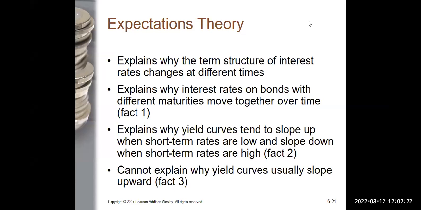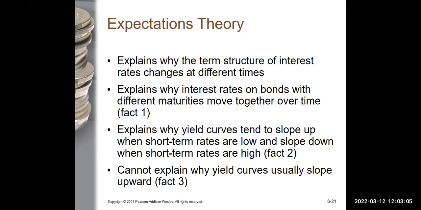Now, if you look at the expectations theory, it explains the term structure of interest rates changes at different times. And it also tells you why interest rates on bonds with different maturities move together over time, because they are taken together in the average. So if the value of one particular bond increases, the rate on the other bonds automatically changes. For example, if the interest rate on the 2-year bond increases, your first 1-year bond will also increase. And similarly, if the interest rate on the 3-year bond increases, the yield on the 2-year bond and 1-year bond will also follow suit.